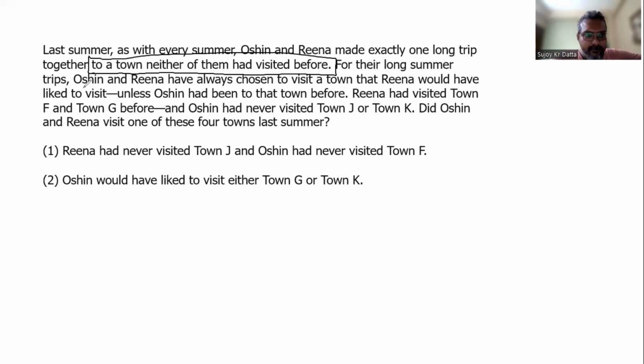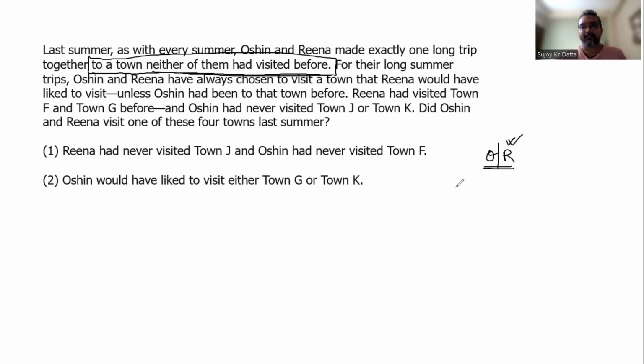For the long summer trips, O and R have always chosen to visit a town that R prefers. So obviously, between O and R, R is the one who decides, not O. Next, this stays true unless O has already visited the town. So if O has visited the town, then they don't go there. It's kind of a part of this only.